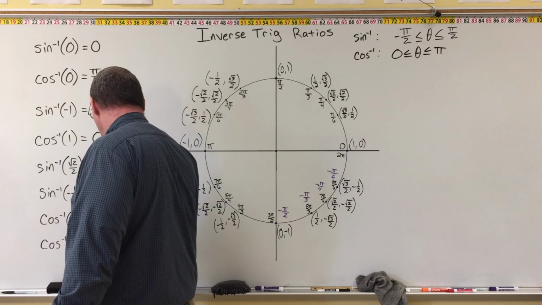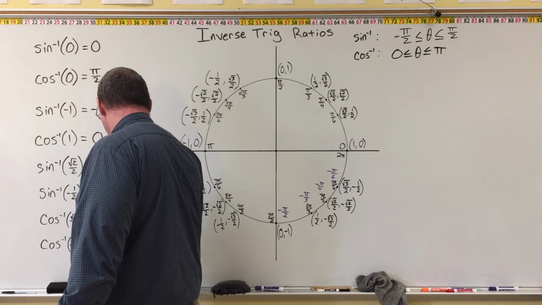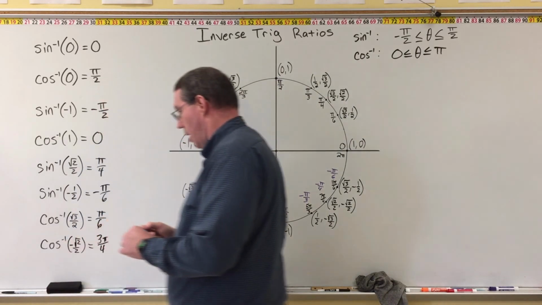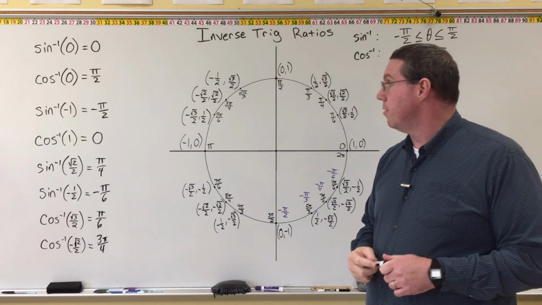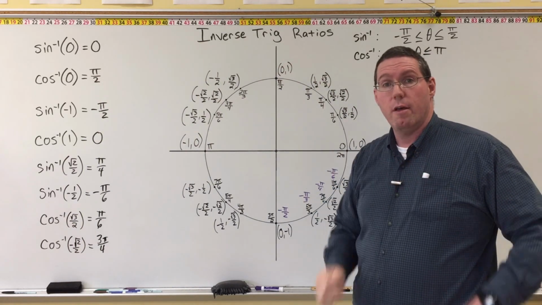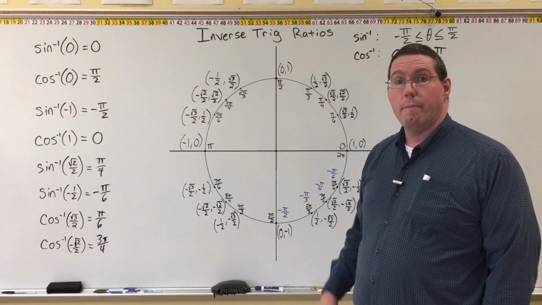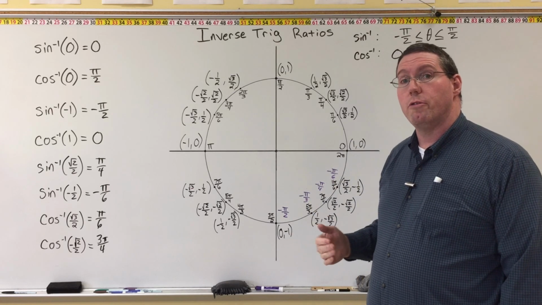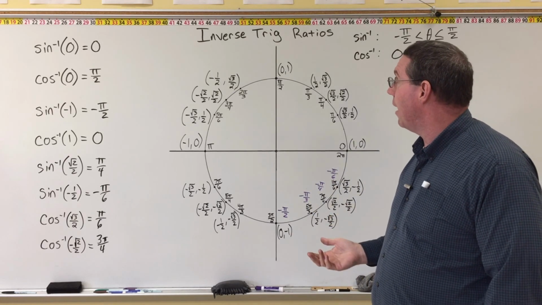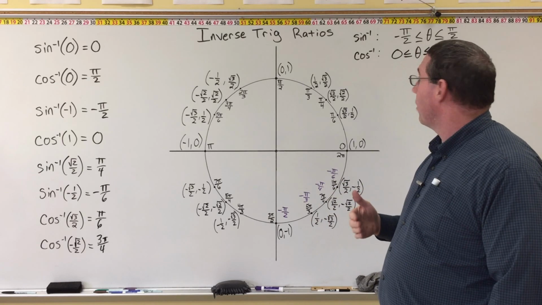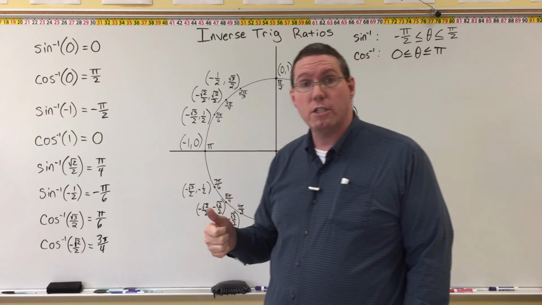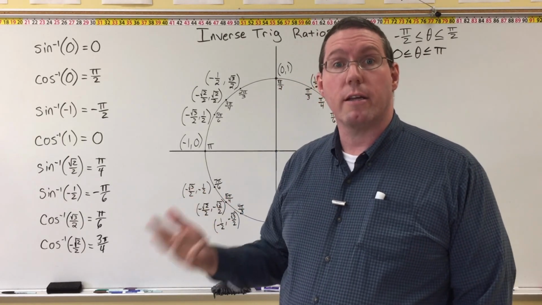And that is how we do sine and cosine inverse problems. You'll get a handful of these to practice. Now what we're going to do is go on to how to identify inverse trig ratios for tangent, cotangent, secant, and cosecant.